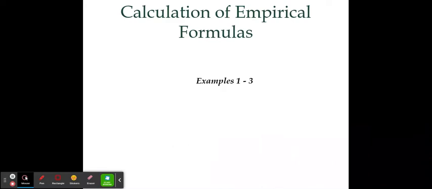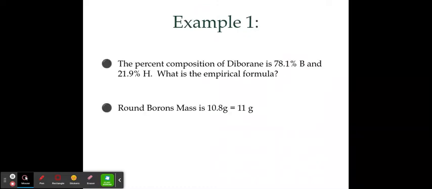Okay, let's look at a couple basic examples. Okay, so there's 3 of them. Very similar to what we did. Okay, here we go. Example 1. The percent composition of diborane, okay, contains 78.1% B, or boron, and 21.9% H, or hydrogen. What is the empirical formula? Now, boron's mass in the periodic table is 10.8. Remember to round it to 11. Do not forget to round your mass numbers on the periodic table.